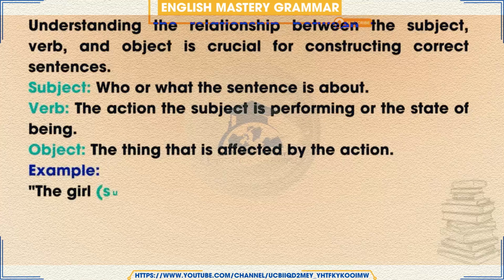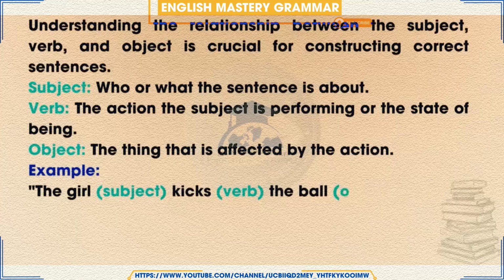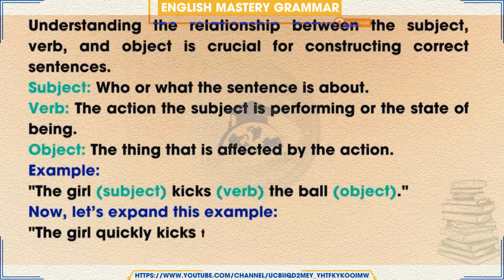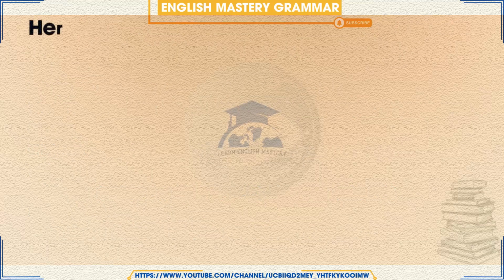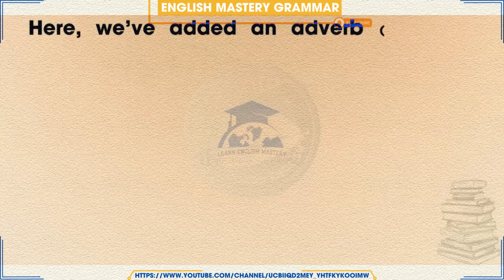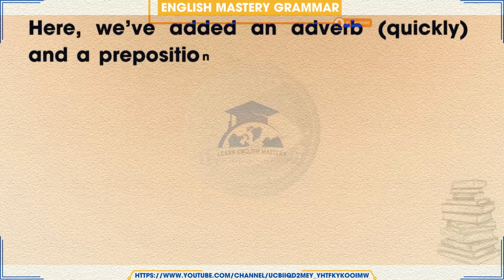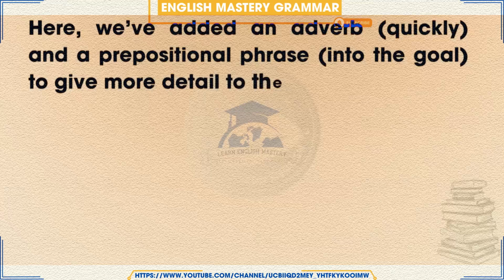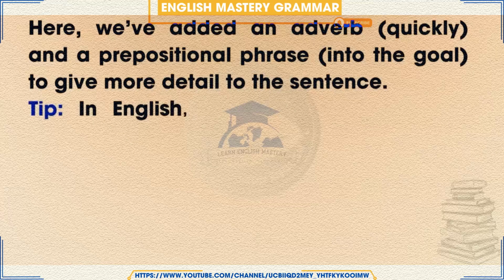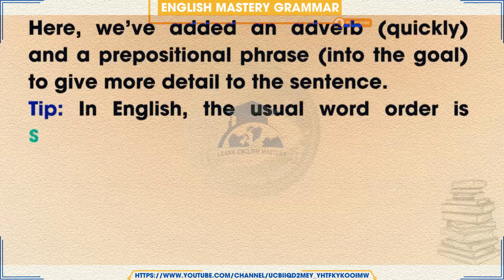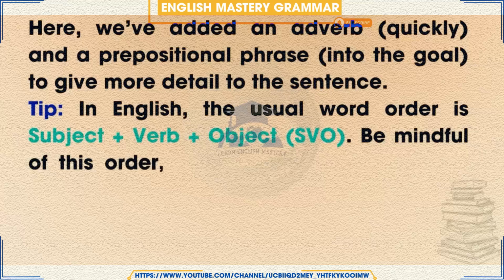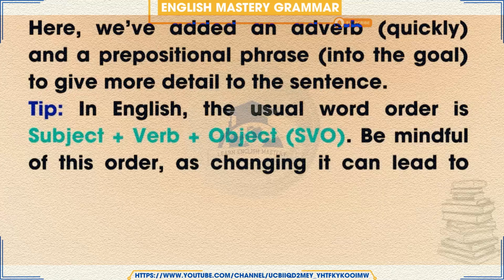Example: The girl (subject) kicks (verb) the ball (object). Now let's expand this example. The girl quickly kicks the ball into the goal. Here we've added an adverb, quickly, and a prepositional phrase, into the goal, to give more detail to the sentence. Tip: in English, the usual word order is subject plus verb plus object, SVO. Be mindful of this order, as changing it can lead to confusion.